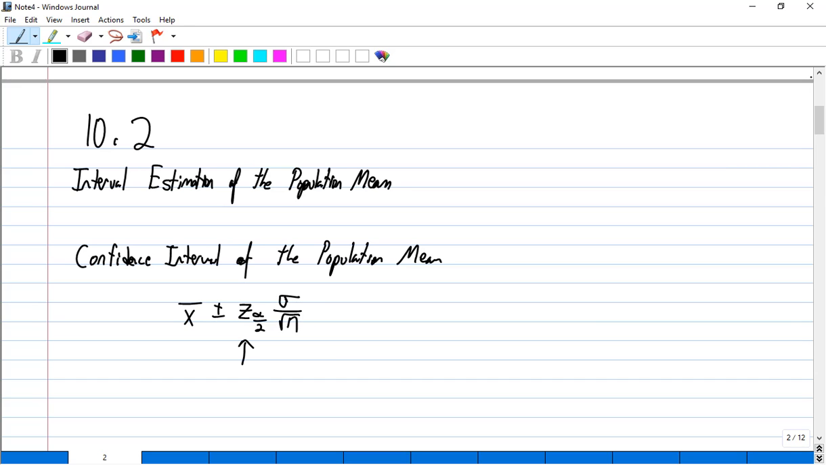Well, to calculate this interval, I need a critical Z value. I need a population standard deviation. That's right here. I need an N, the sample size. And then I need the sample mean. So the only thing new here that we need is that critical value. That is a critical Z value.